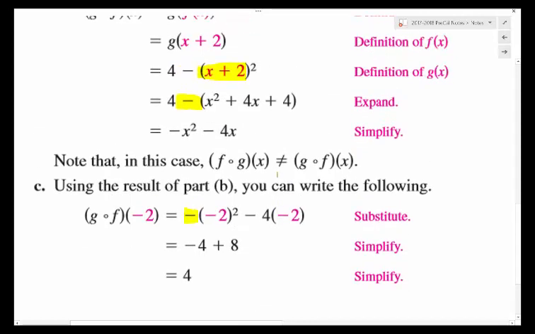So, combinations of functions, we're adding them, we're subtracting them, we're multiplying them, we're dividing them. Combinations or compositions of functions, we put one function and plug it in for the variable of another function, like we did here with x plus 2 in for x in the equation 4 minus x squared.